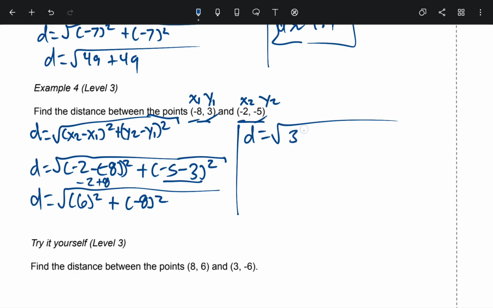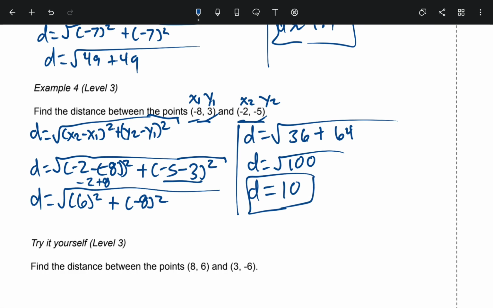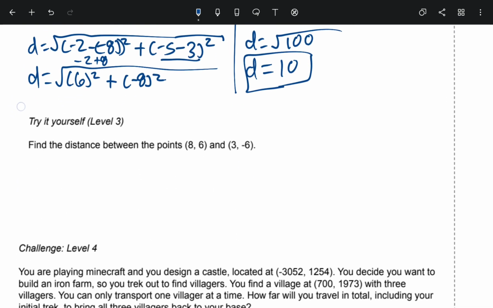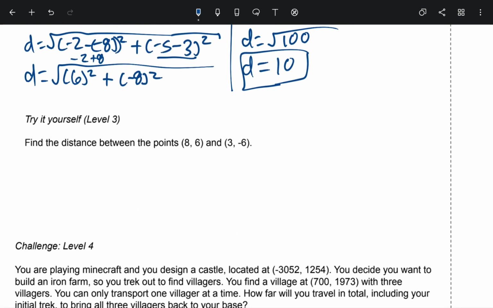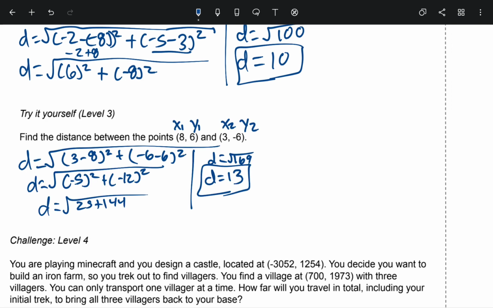6 squared is 36 plus negative 8 squared is going to give us a positive 64. Add those together, we get 100. Square root of 100 is exactly 10. And we are done. Okay. Go ahead, give the try it yourself problem a try. And I'm going to give you the answer in 3, 2, 1. Here you go. Your final answer should be 13.